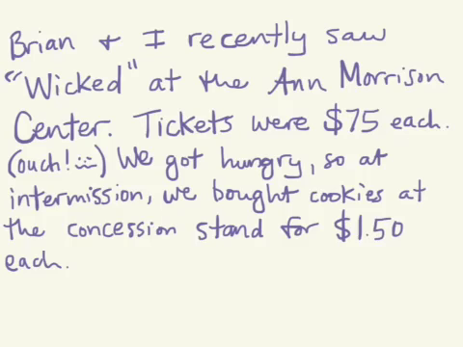Let's try another rule. Brian and I recently saw Wicked at the Ann Morrison Center. It was awesome, but tickets were $75 each. Ouch, that's a lot of money. And we got hungry, so at intermission we bought cookies at the concession stand for $1.50 each. So, I'm not going to tell you how many cookies we bought, but I'd like you to use a function table and find a rule to figure out how much we would have ended up dropping that night, depending on how many cookies we bought.